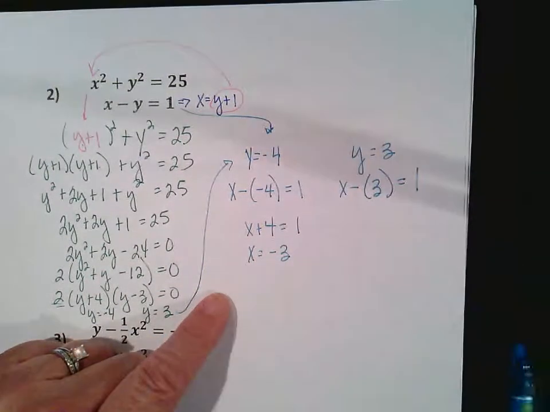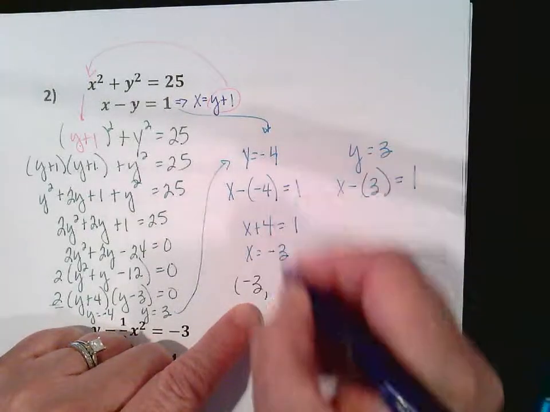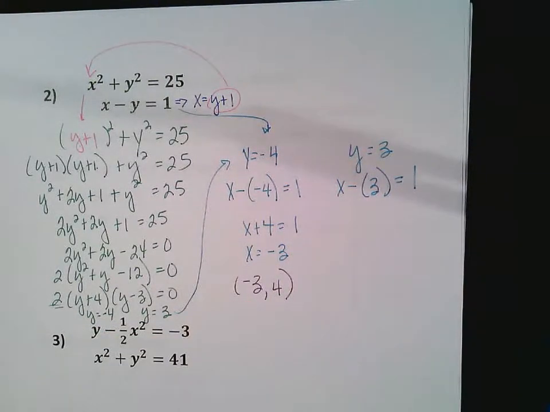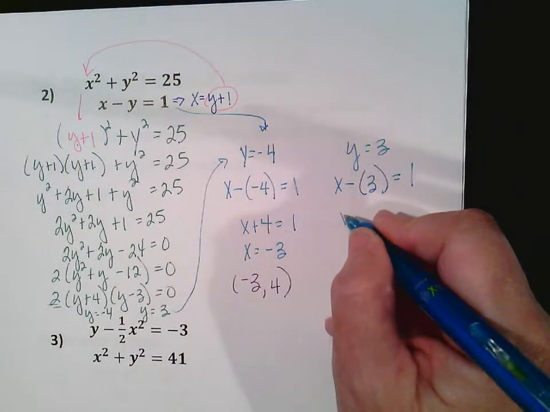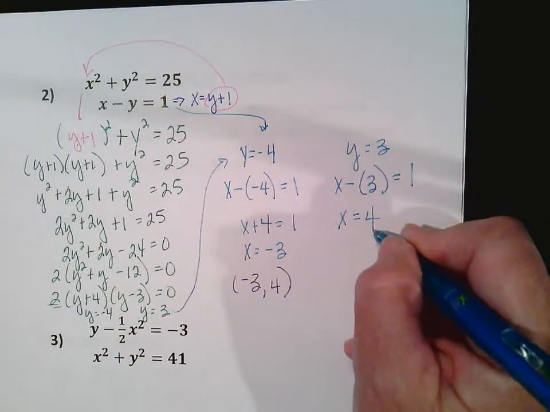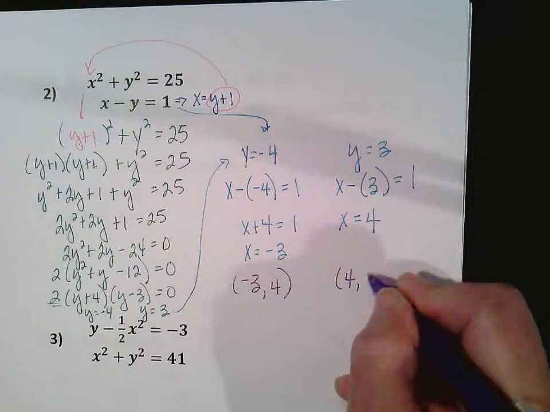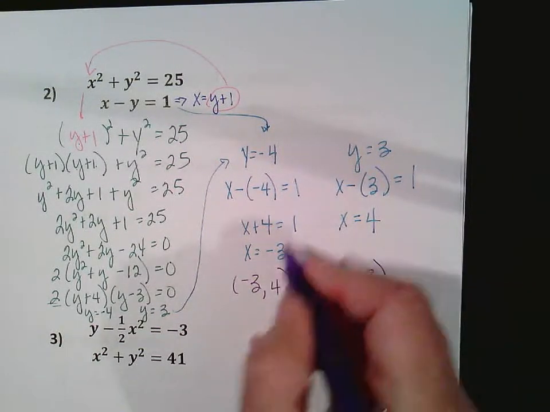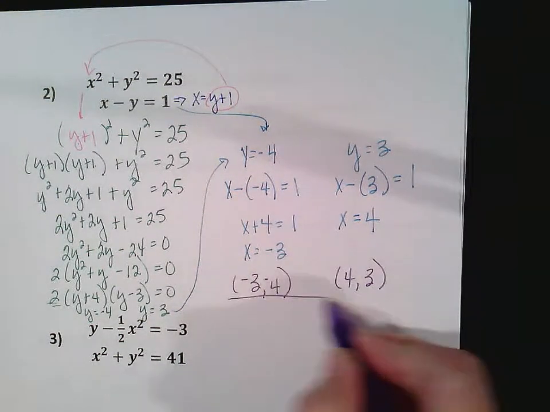So this ordered pair is this x value that goes with that y value. That's one solution. My other solution, I have x minus 3 equals 1. I'm going to add 3 to both sides, and I have x equals 4. So in this situation, when my x is 4, my y is 3. This should be a negative 4, right, because I had a negative 4 up there. Those are my two solutions.